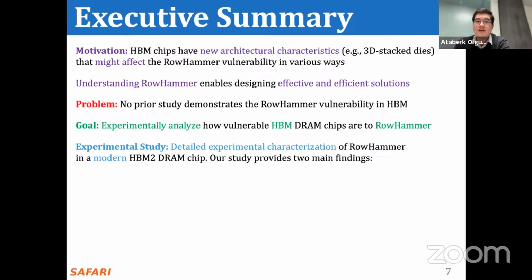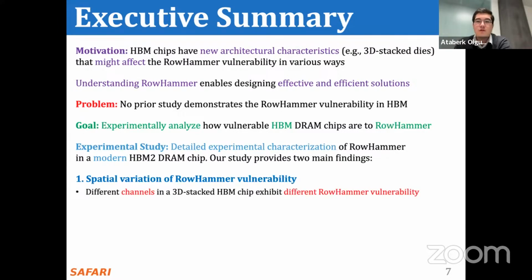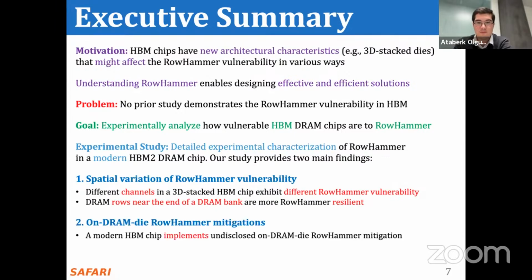Therefore, we perform a detailed experimental characterization of RowHammer in a modern HBM2 DRAM chip, and we provide two main findings. First, we show that there is substantial variation in the RowHammer vulnerability in different physical locations of high bandwidth memory chips. For example, different channels in 3D stacked HBM chips exhibit different RowHammer vulnerability, and DRAM rows near the end of a DRAM bank are significantly more resilient to RowHammer than other DRAM rows.